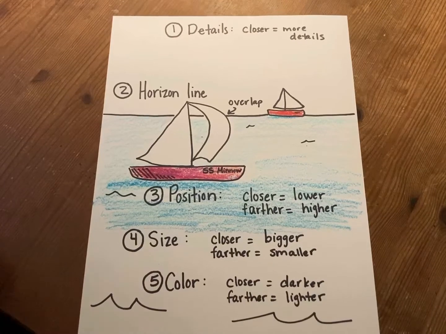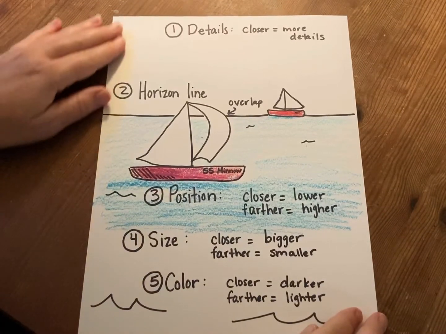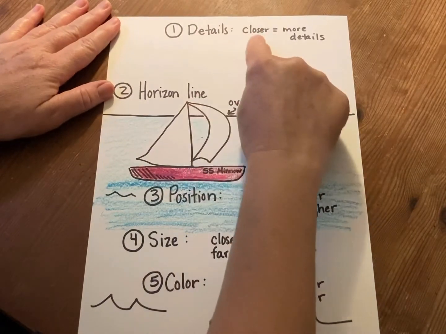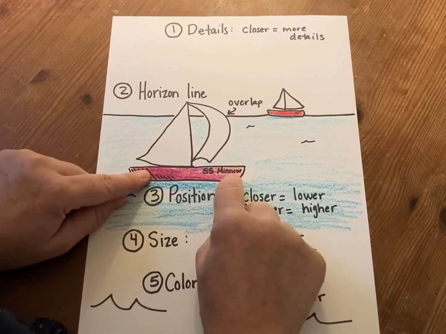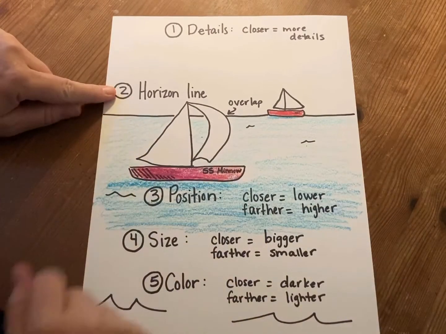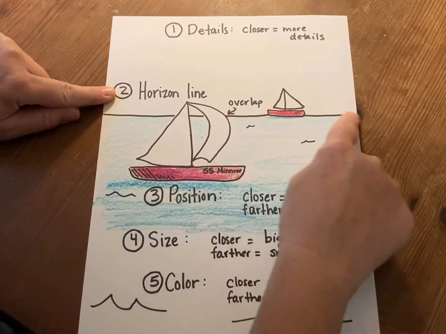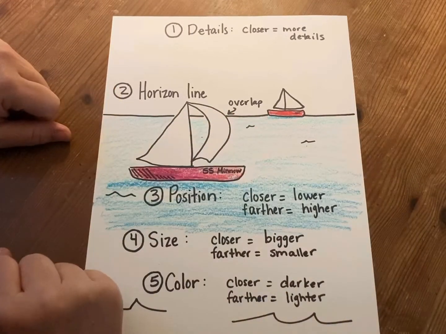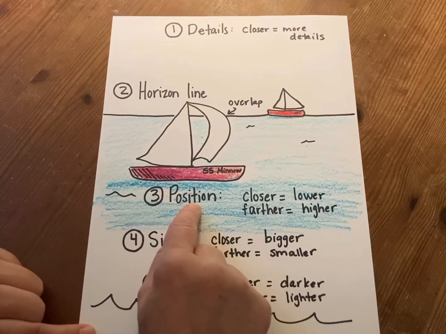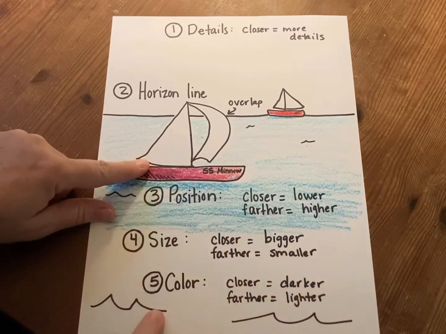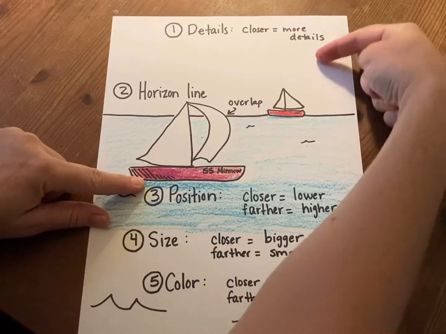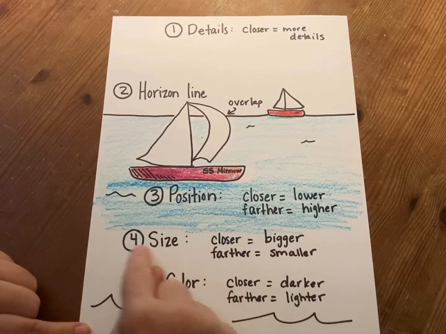Here are some things to pay attention to that will help create more depth in your background. Objects that are closer to the viewer will have more details. You can read the name on the closer boat, but the boat in the background you cannot tell what the name is. Don't forget to put a horizon line in your picture and overlap areas that are larger and in the front. Remember that objects that are closer to the viewer are going to be lower on the page, and objects that are farther away are going to be higher on the page.